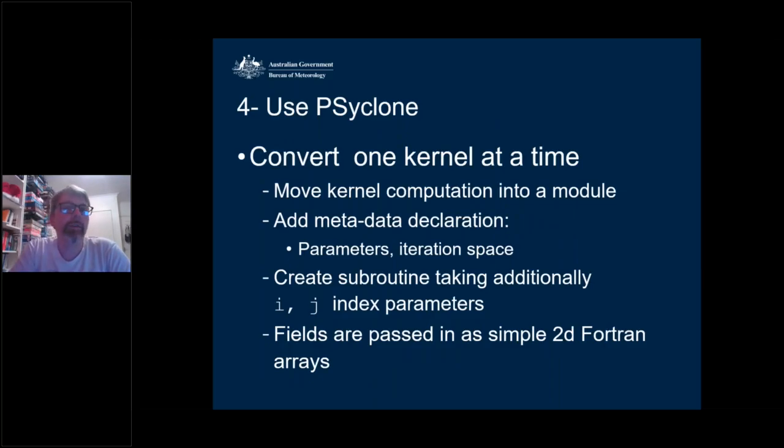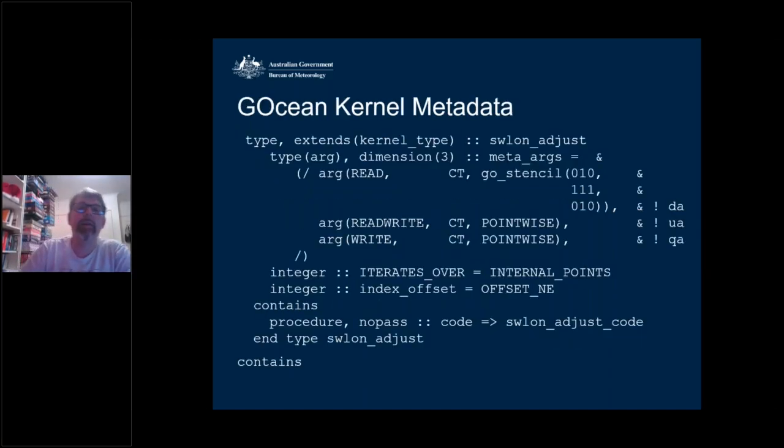And then the next step was to actually use PSyclone. Now, I had already changed my code to have the kernel structure, so all I needed to do is take the first kernel and convert it. That means I moved the actual computation, the computation of a single element, into a module in one subroutine. Now, similar to what you had to do in LFRic, I needed to add a metadata declaration because PSyclone needs to know how this kernel works, what the array bounds for this kernel are. The subroutine takes two additional parameters, i and j, which is the index, and the fields are passed as simple 2D Fortran arrays. So what does this look like in practice?